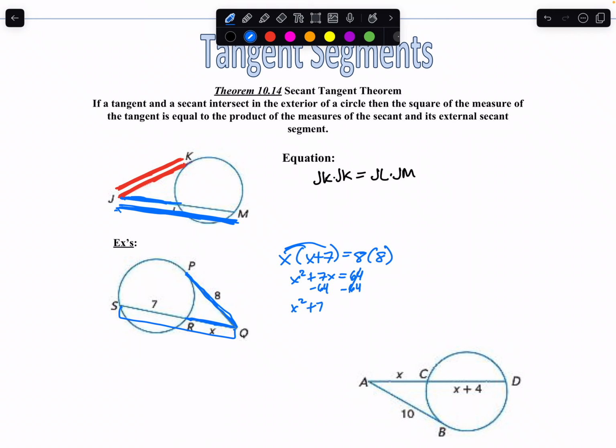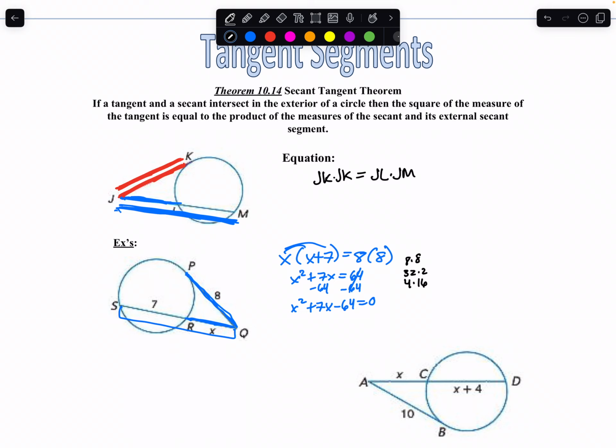x squared plus 7x minus 64 equals 0. To multiply to get 64, I have several scenarios, right? Several factors. 8 times 8 is 64. 32 times 2 is 64. You can also do, for 64, 64 divided by 4, that's 16, so you could do 4 times 16.